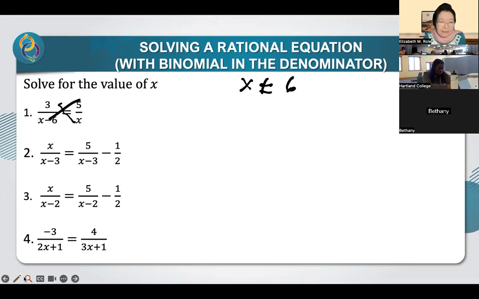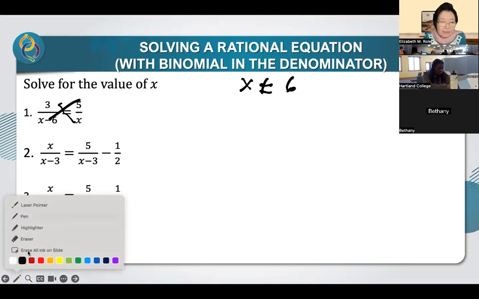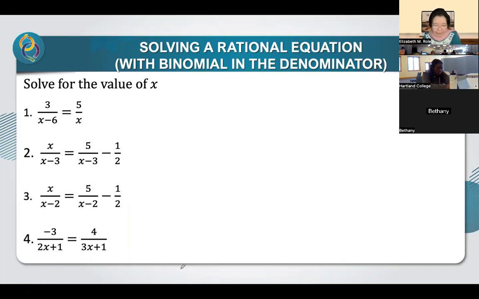Maybe I'll change the color, so let me just erase all of them. I'll change my pen to red so that you can still see. In this situation for number 1, you say in your mind that x should not be equal to 6 and x should not be equal to 0. The reason is that if x is equal to 6, the 3 over x minus 6 will be 3 over 0, and that cannot happen. And if x is equal to 0, we will have 5 over 0, which cannot happen.